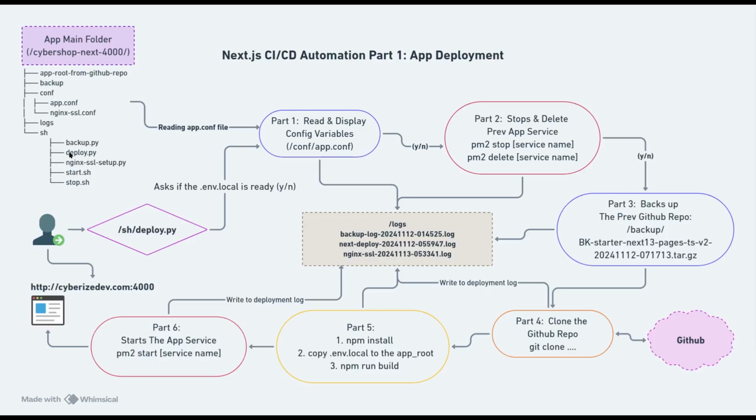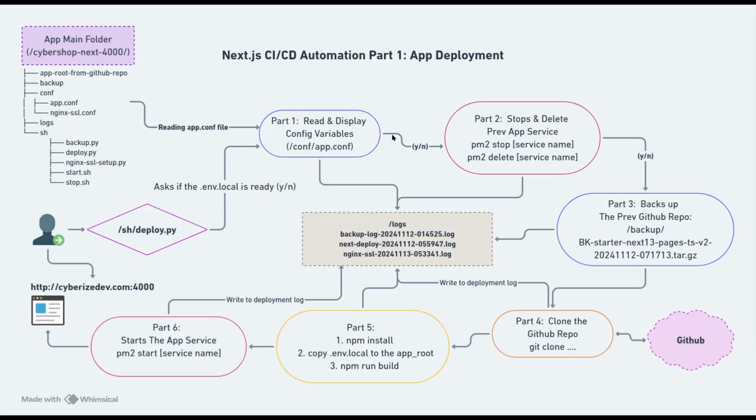At this point, we're going to just focus on deploy.py, right? So let's get started. The admin comes up, goes under the sh folder, and starts deploy.py. The script first asks the admin whether or not the .env.local is ready, because this is a very important file for Next.js. This is where all the environment variables go. Once that is checked, the admin hits Y, and then we start part number 1.